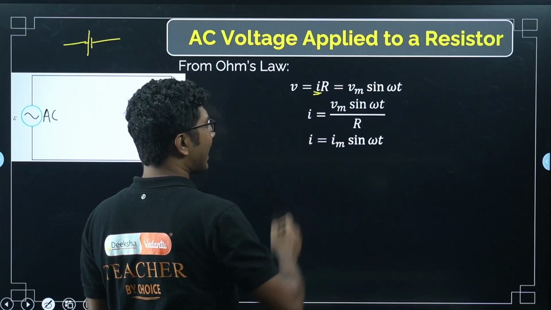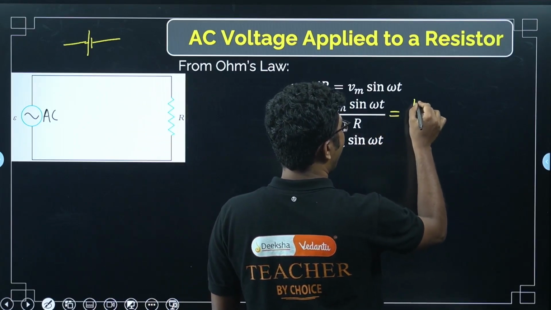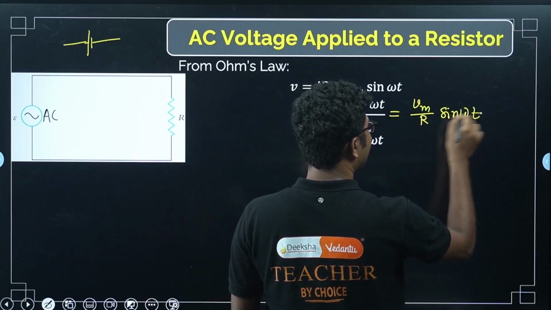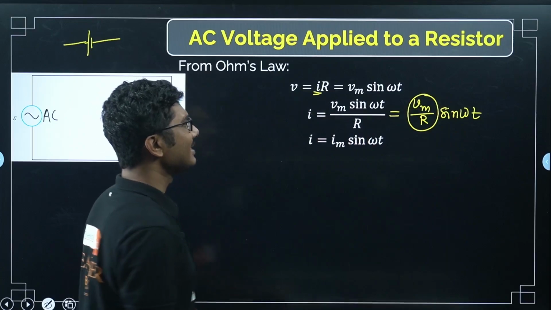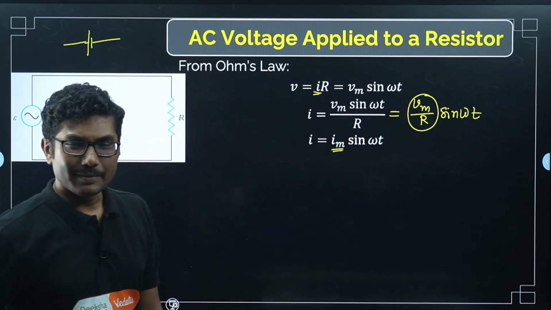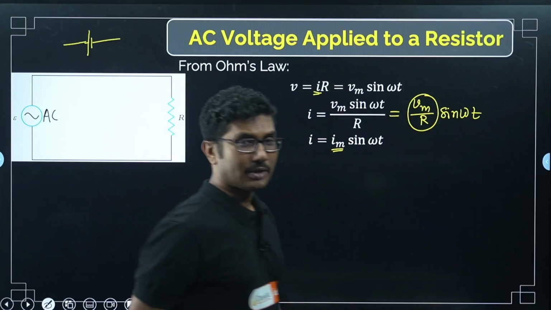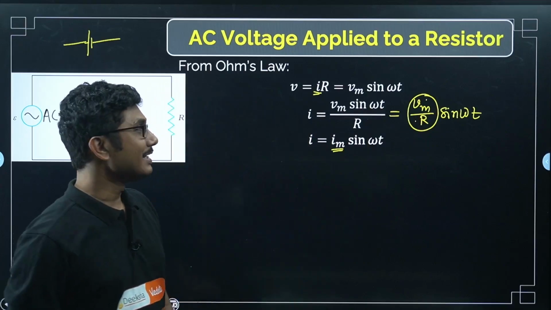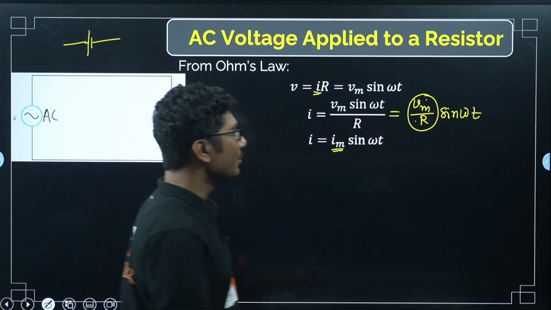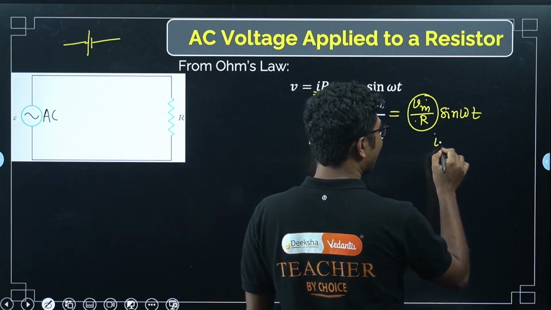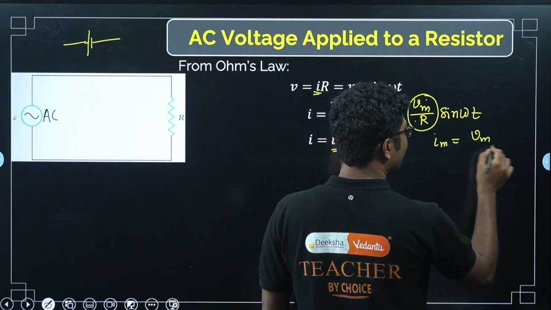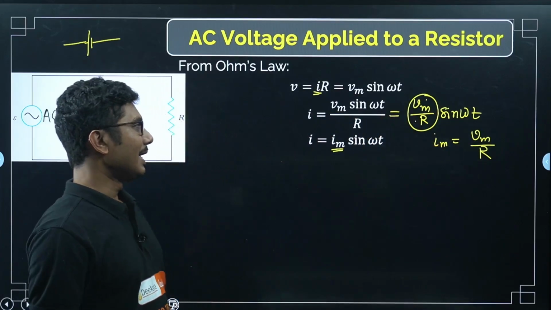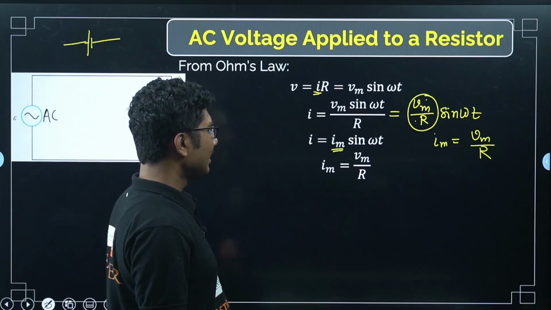Now from there we can write this as Vm by R sine omega t. Now this term Vm by R, we can write as Im. What is Im? Vm was the maximum value of the AC voltage. The maximum value of the AC voltage divided by resistance is the maximum value of the current. So basically Im is Vm by R. So Ohm's law is applicable for the maximum current as well. So from here we can write this.